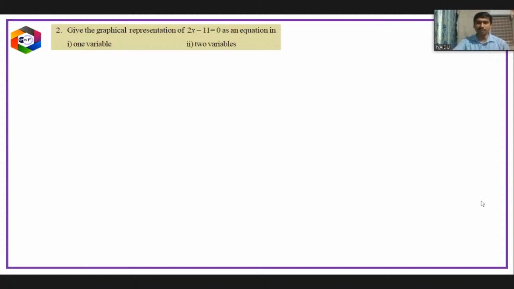In one variable means simple equation. That means on the number line only it has a solution.